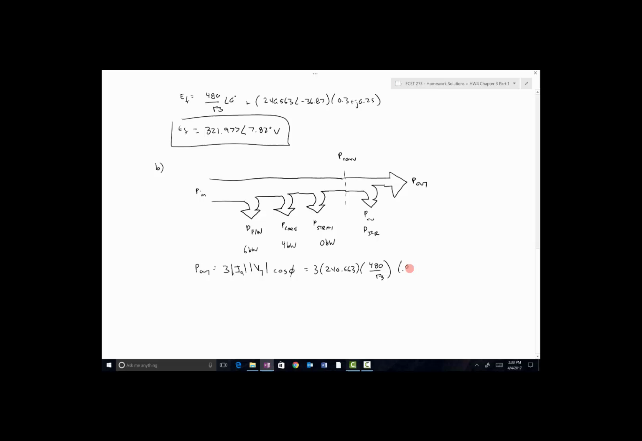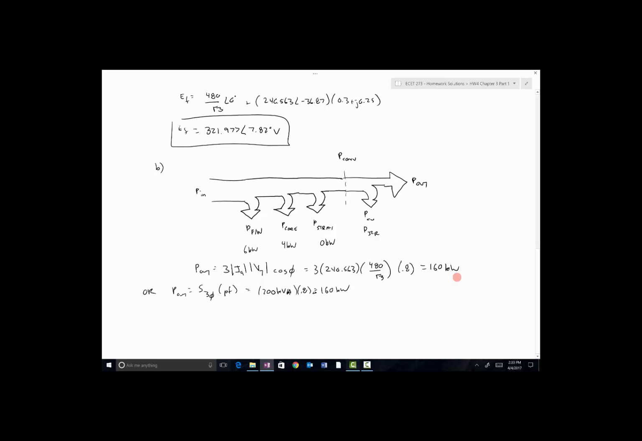Cosine of phi was just the power factor of 0.8, so that's 160 kW is P out. I could have also just taken the three-phase power rating, 200 kVA, times 0.8, and it's 160 kilowatts. So a couple methods you can do that. That is how much power this thing is delivering at rated conditions.